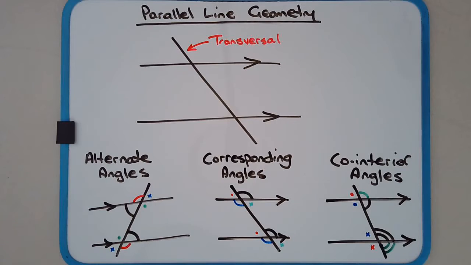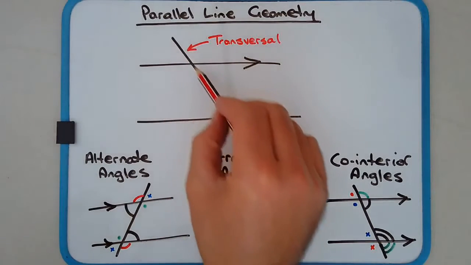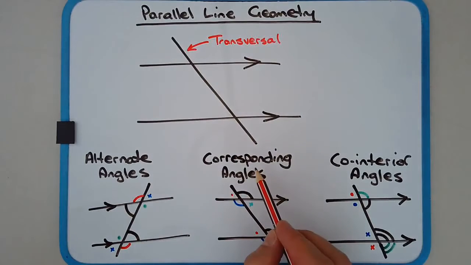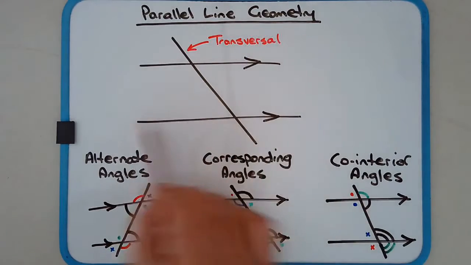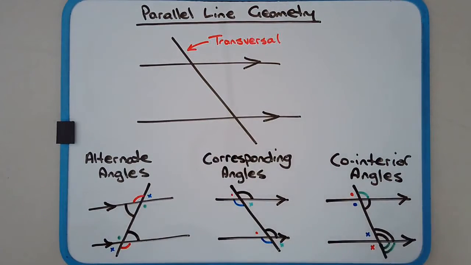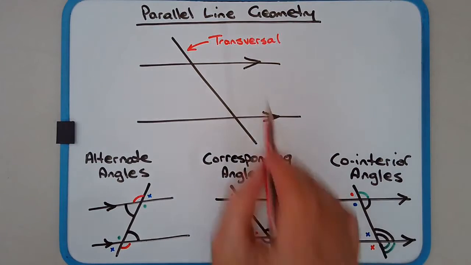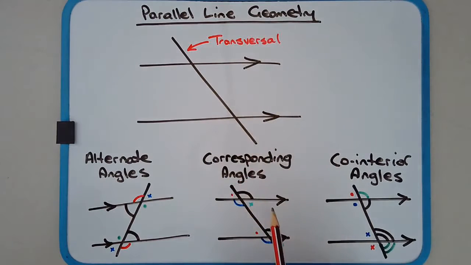Let's have a look at parallel line geometry now. This is a part of geometry that's basically around parallel lines and transversals. Transversals are the lines that cut the parallel lines. And parallel lines, if you can recall, are lines that run in the same direction, and they're indicated by these arrows.